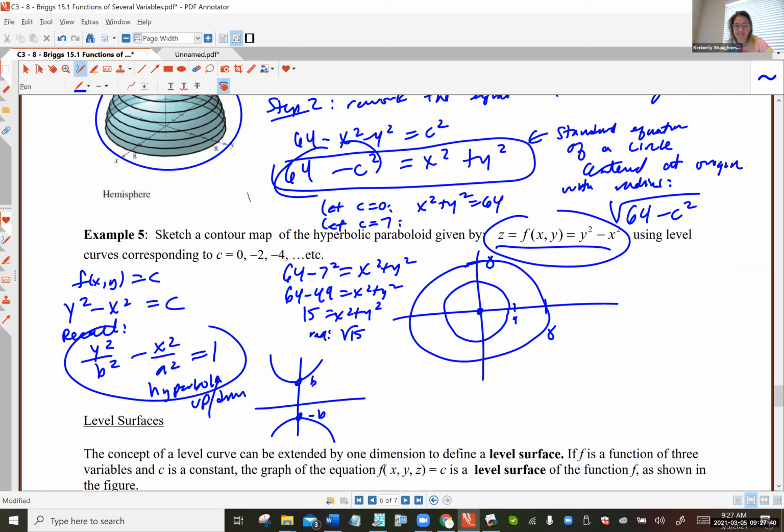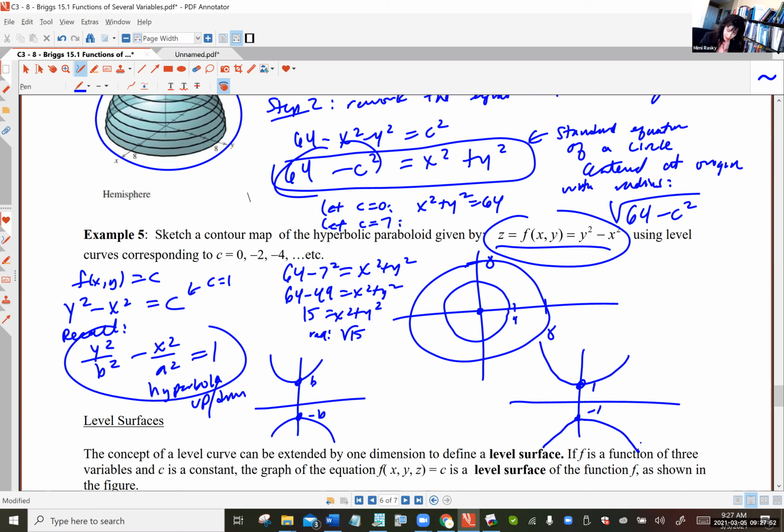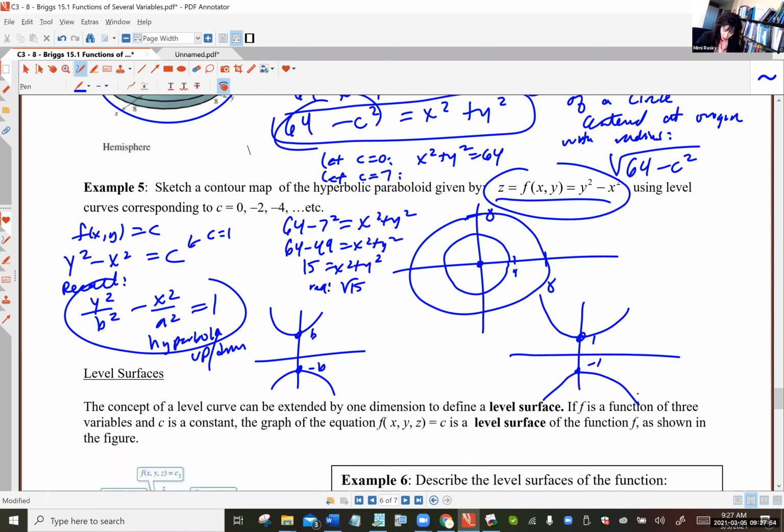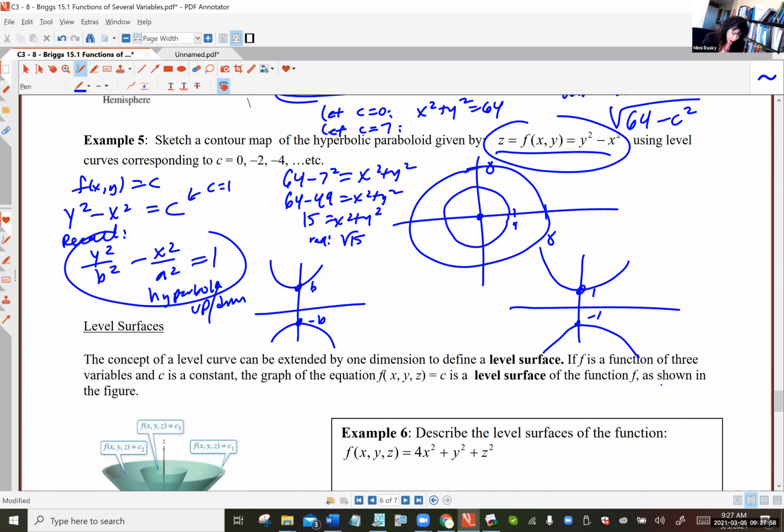So if you let c equal 1, this is an easy hyperbola. It'll just be an up-down hyperbola where 1 and negative 1 are the y-intercepts, and it doesn't have any x-intercepts. Now, what if I let c equal negative 1?